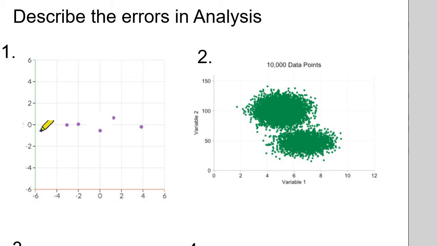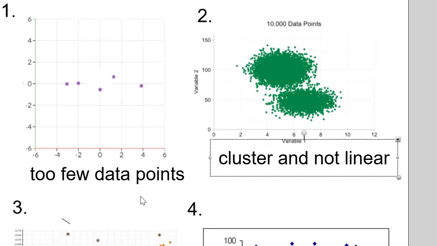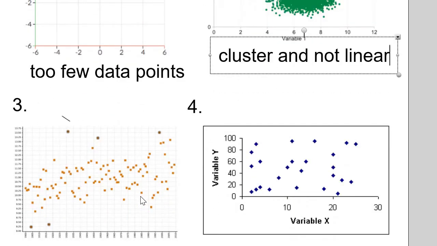So the first graph looks like pretty much a straight line if you draw a straight line right here. But because there are only 1, 2, 3, 4, 5 points, we don't have enough data to support that this is a linear relationship. The second graph illustrates a cluster of information. I don't really see a linear relationship. These points don't really create a line, they're just clustering away. So we have a cluster, and it doesn't look linear. So let's take a look at our third and fourth example.